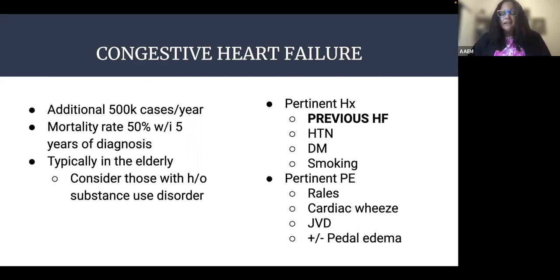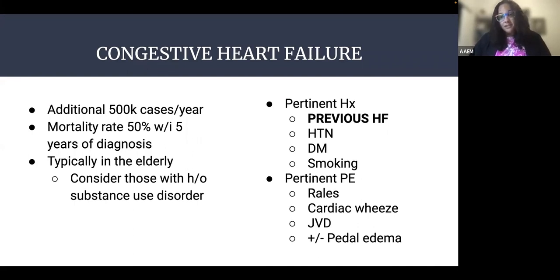Physical exam findings. Now, typically we think of rales, but you can also have a cardiac wheeze. So remember, not all that wheezes is asthma. In patients who are 75 and coming in wheezing for the first time in their life, there is a very low likelihood that they have new onset asthma. So consider CHF. You may see JVD, plus or minus pedal edema, depending on the side of heart failure.